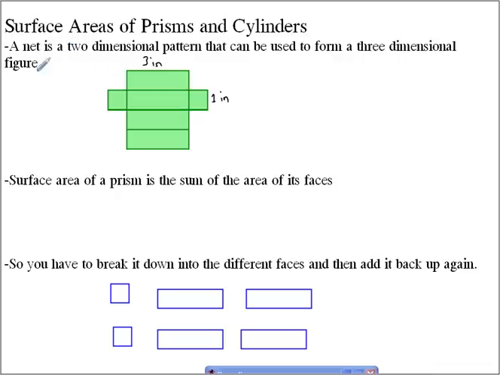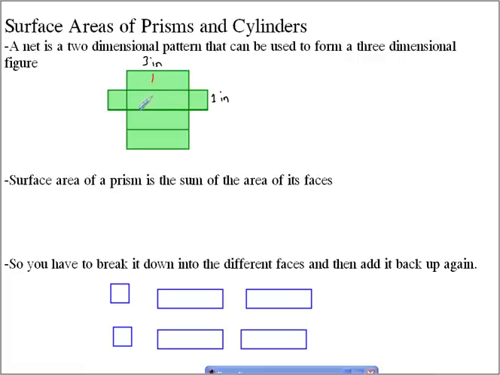So what I have here is a net. Nets are the unfolded things. And this is a net of a rectangular prism, 3 inches all the way down here, 1 inch all the way across. And the surface area is just all these pieces added up together, the area. And I like to make sure that I go ahead and break these down in a very clear way. So I like to go ahead and number these things.